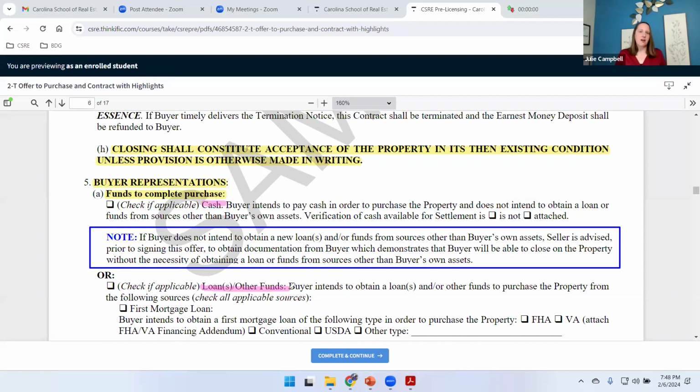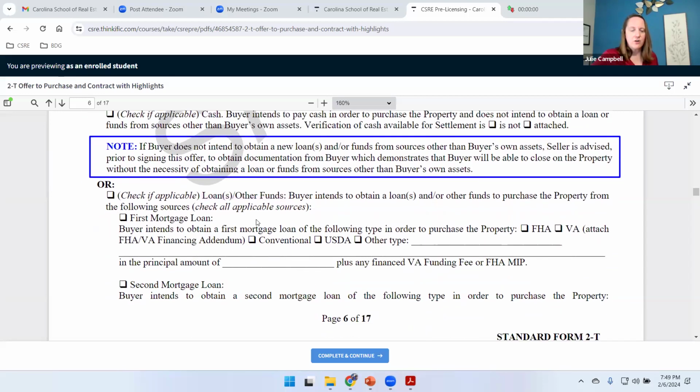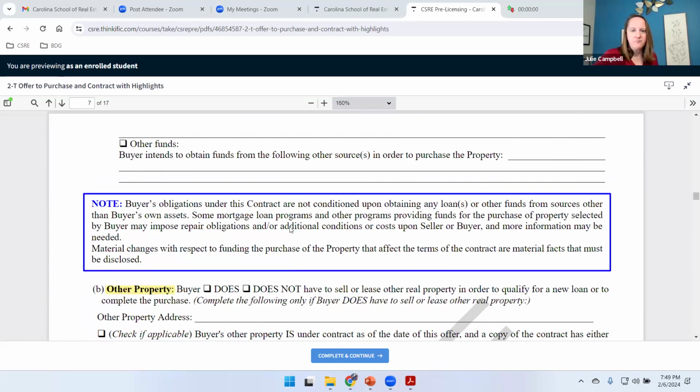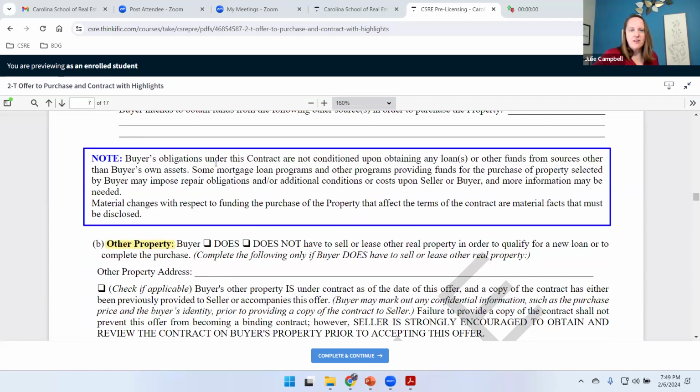So we have to tell the seller not just that you're going to buy it, but how you are going to buy it. Is it going to be a mix of the two? Are you going to go 50-50 cash and a loan? But the buyer needs to disclose, or I should say represent, to the seller. You can see here some terms of the loans. If there's a second mortgage loan, again, just as much information as we can share. Reminding us again that this contract is not contingent or conditioned upon obtaining a loan.